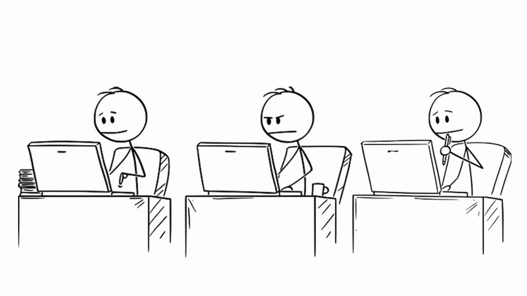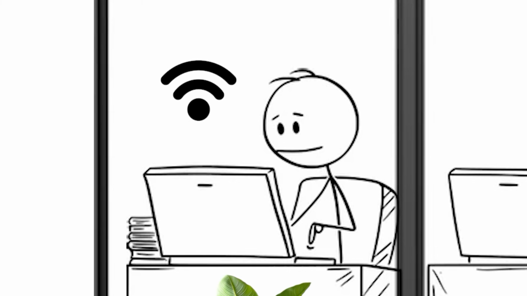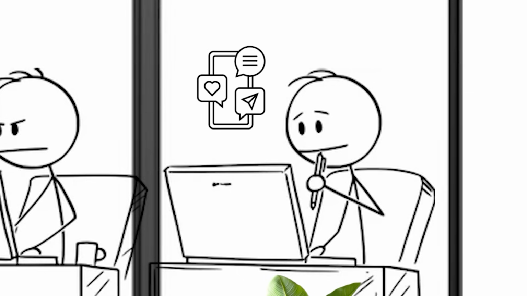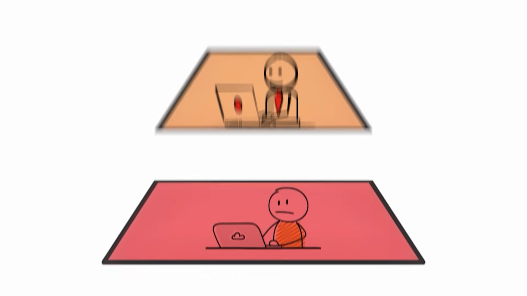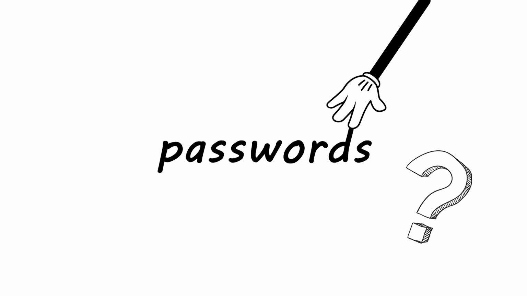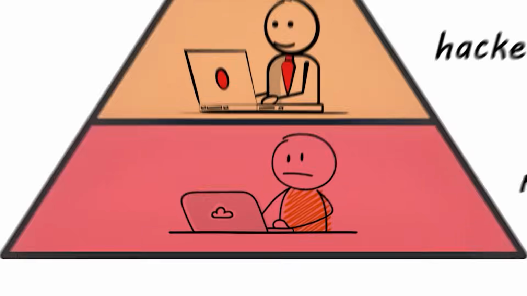Imagine a modern co-working space. Big windows, lots of plants, people on laptops everywhere. In here, we've got a freelancer on shared Wi-Fi, a startup founder logging into their company dashboard, and someone casually checking their personal email and social media. Our three hackers, the noob, the hacker, and the pro, are going to target one thing: passwords. Their goal is to steal them, guess them, or crack them after a data breach. Let's start with the bottom of the food chain, the noob.